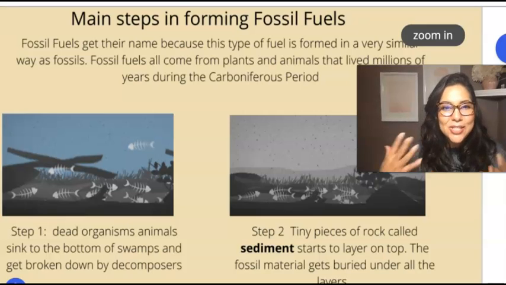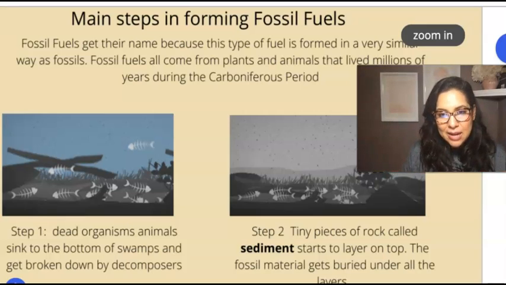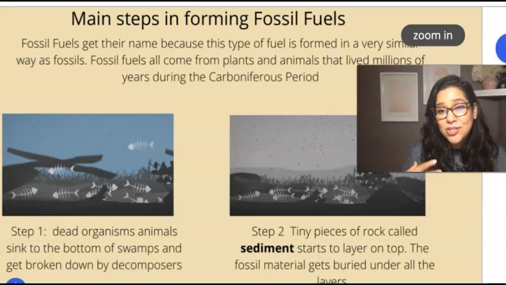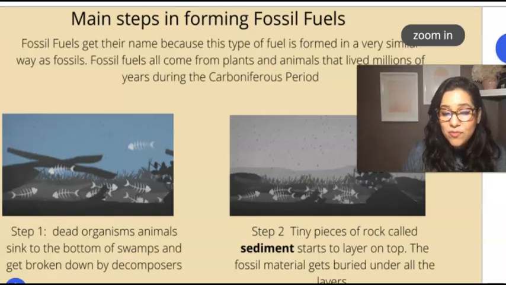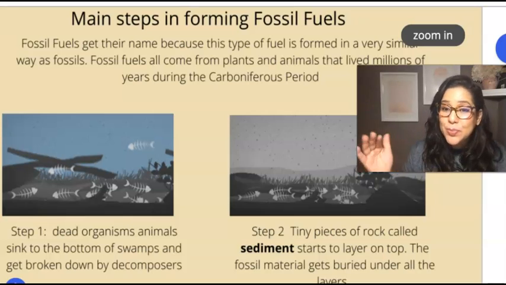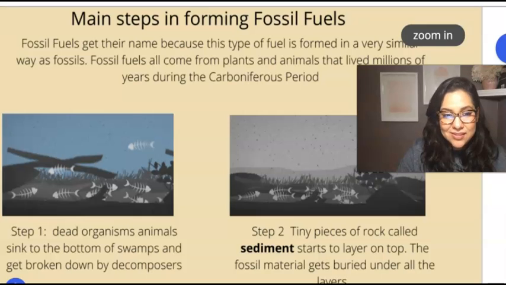All right, guys, so let's go ahead and recap the main steps in forming fossil fuels. Again, fossil fuels get their name because this type of fuel is formed in a very similar way as fossils. Fossil fuels all come from plants and animals that lived millions of years ago. Step 1. Dead organisms and animals sink to the bottom of swamps and get broken down by decomposers. Step 2. Tiny pieces of rock called sediment start to layer on top. The fossil material gets buried under all the layers.